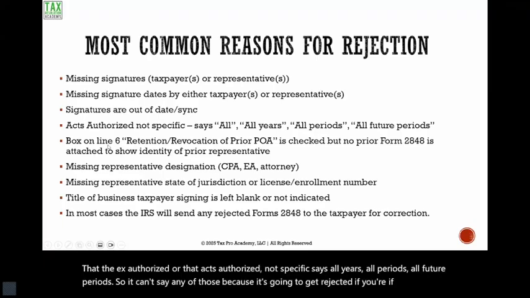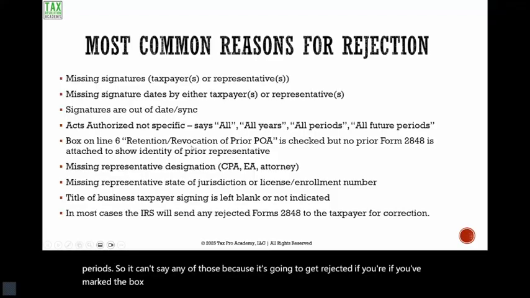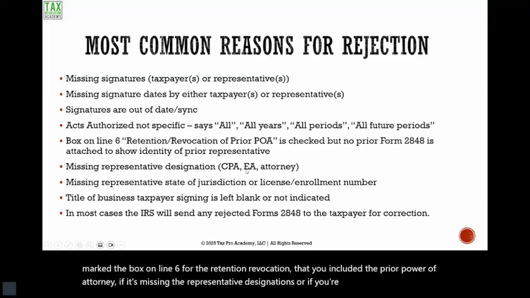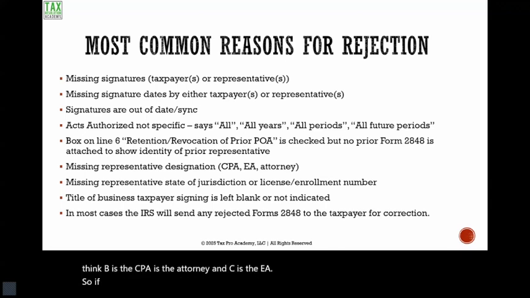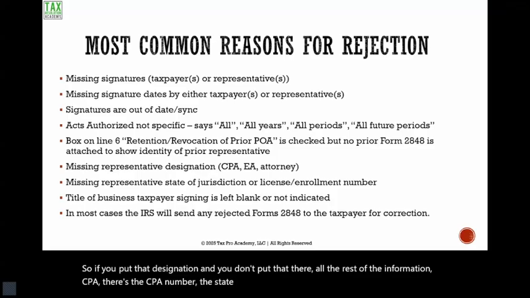If you've marked the box on line 6 for the retention revocation, make sure you included the prior power of attorney. It's also rejected if it's missing the representative designation. So if you're coding it with B, I think B is the CPA, A is the attorney, and C is the EA. If you put that designation and you don't put the rest of the information, the CPA number, the state, the jurisdiction, all of that, those are going to get rejected.